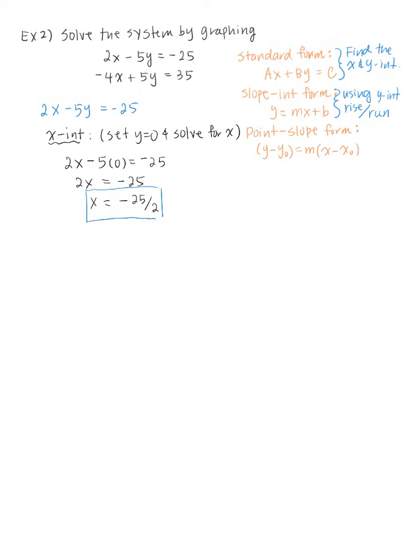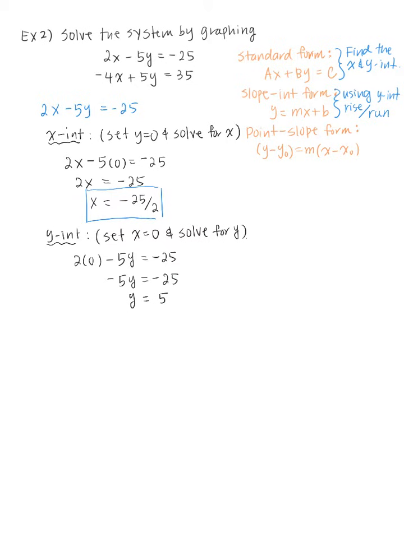Now, how do you find the y-intercept? Well, you just do the other way around, right? So for the y-intercept, you set x equals 0 and solve for y. So let's do that. With x equals 0, you're going to have 2 times 0 minus 5y equals negative 25. So here you have negative 5y equals negative 25. Dividing by negative 5 on both sides, you get y equals 5.